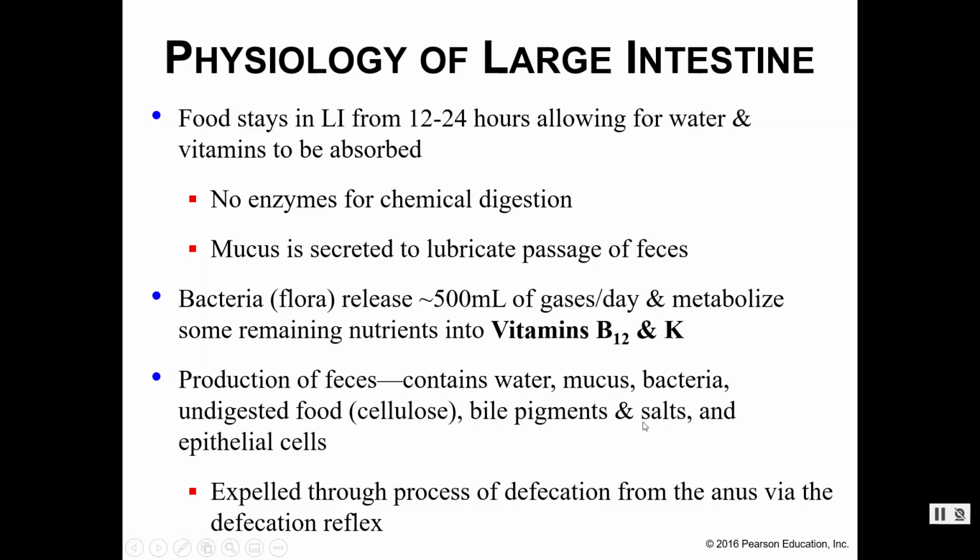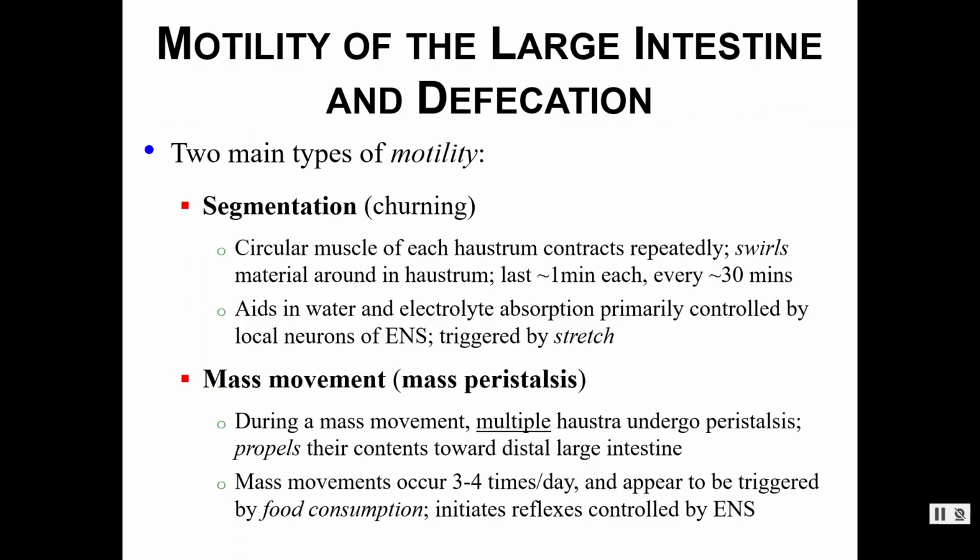The bile pigments and bile salts that we added into the small intestine to help with absorption, those get transported out in feces. And last but not least, epithelial cells from the lining of the digestive tract as well. All of that will be expelled through the defecation process from the anus via the good old defecation reflex.